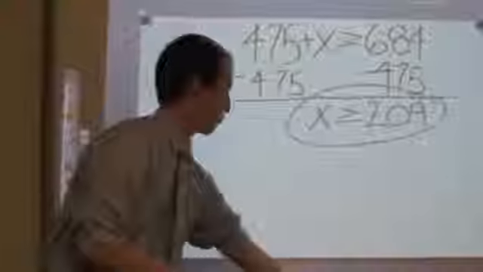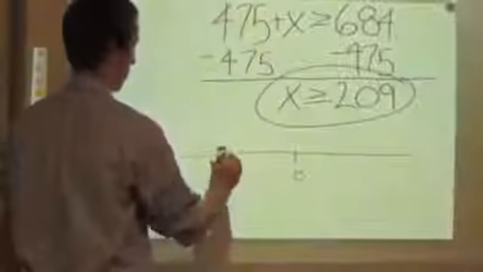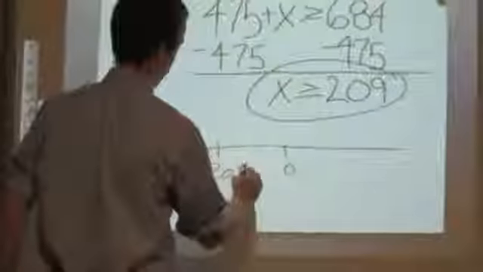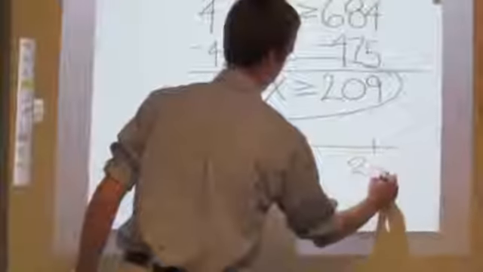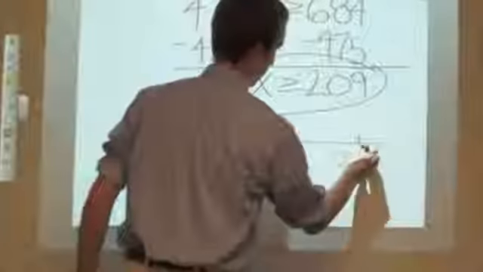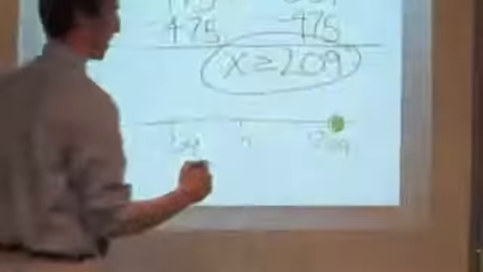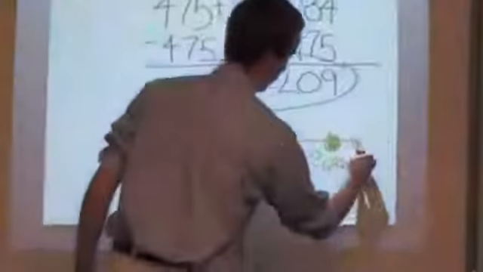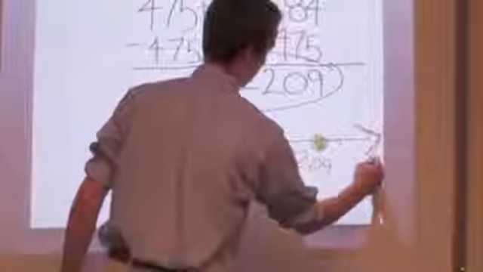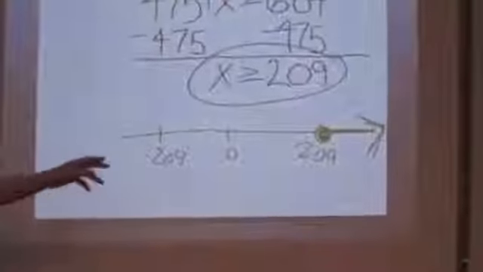Now I also wanted you guys to put that on a number line. So why don't we go ahead and do that. So we'll put our 0 there, put a negative 209, and we'll put a 209. So we have 209, that's our starting point. We're going to put a circle there. Since it can be equal to also, we're going to fill in that circle. Now because it's greater than, we shade to the right. So anything over here.